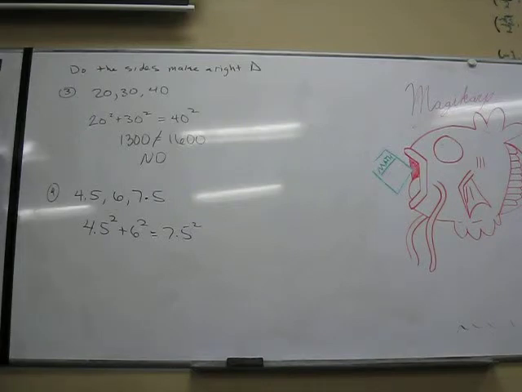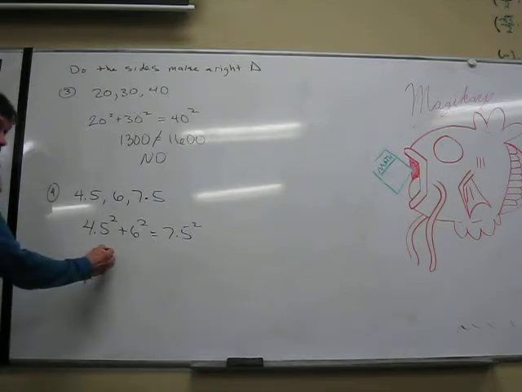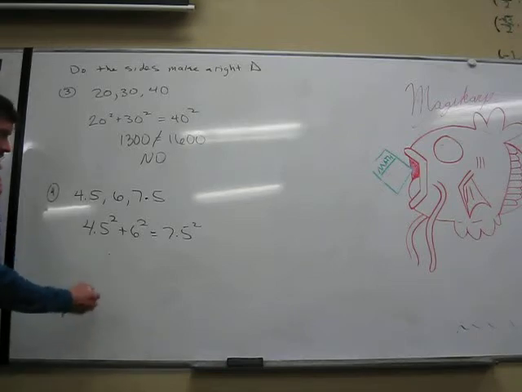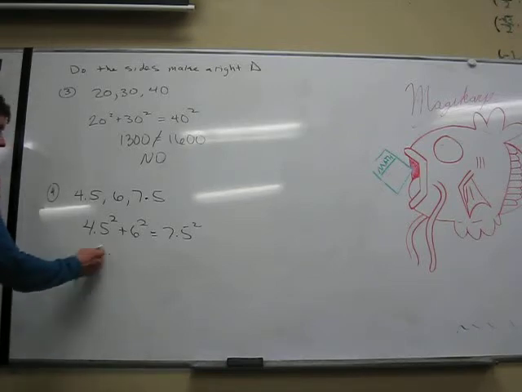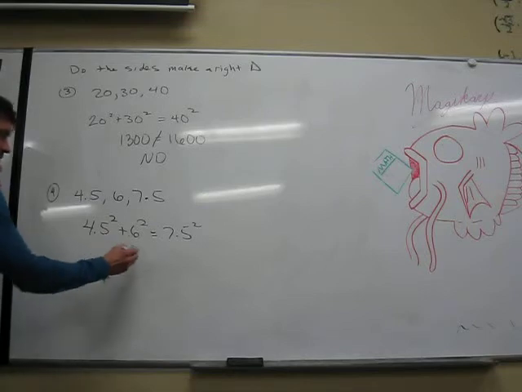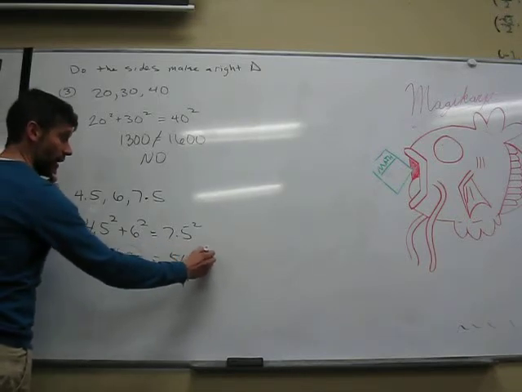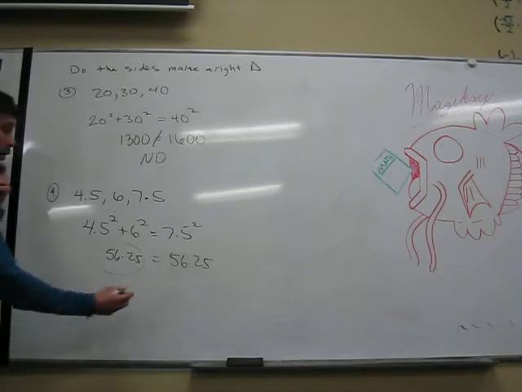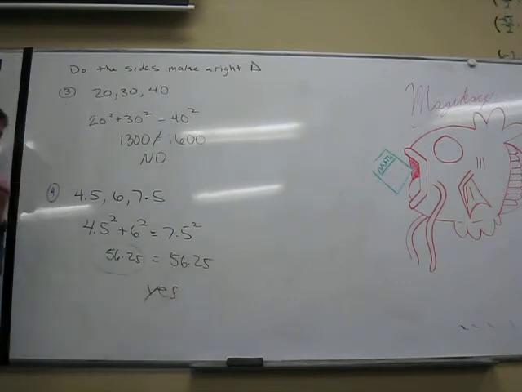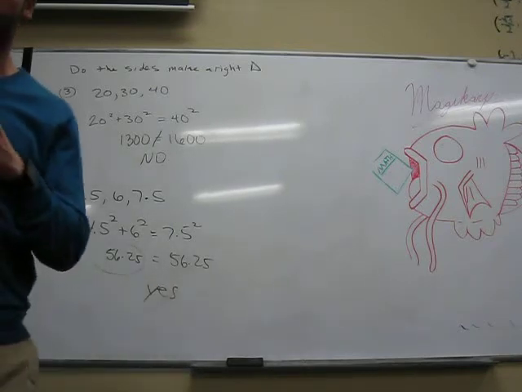What do we get on the left-hand side? 4.5 squared plus, wait, you're talking the formula? Yeah, what do we get for the value? Oh, so you have to redo it again. 56.25. So therefore, yes, that's how you do it on the test.